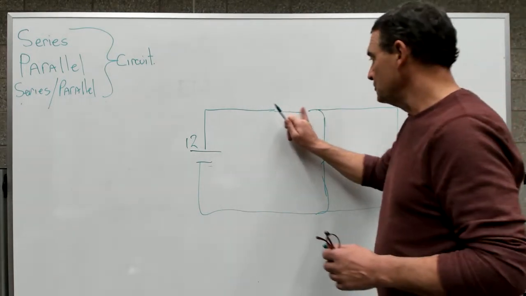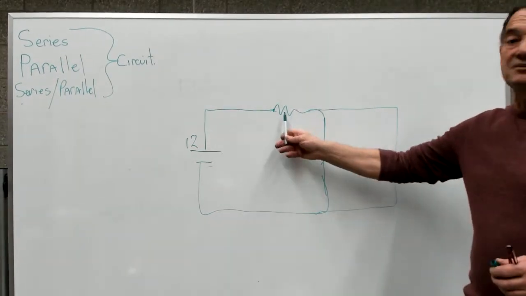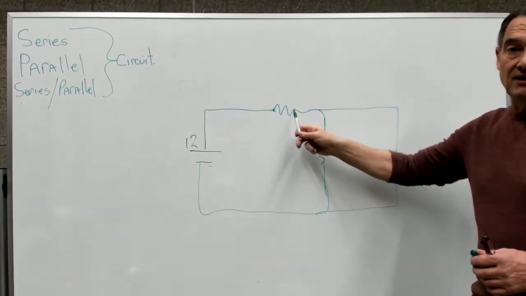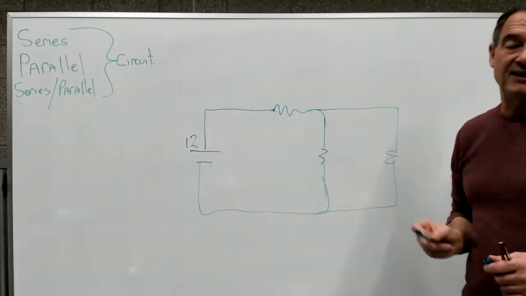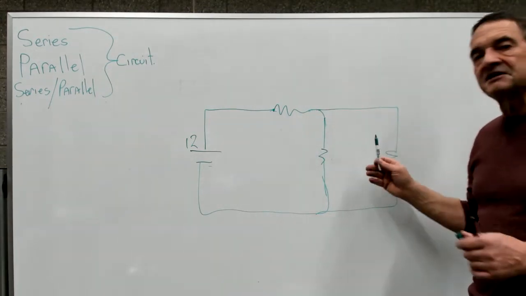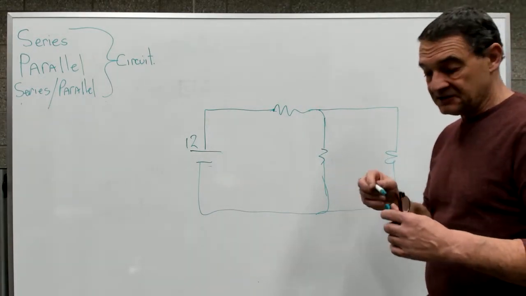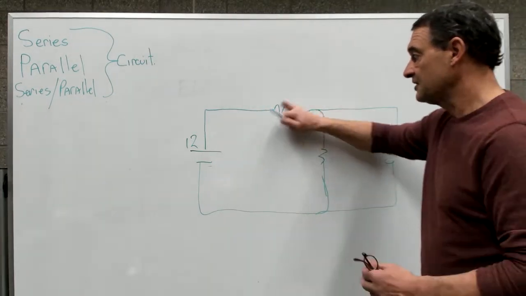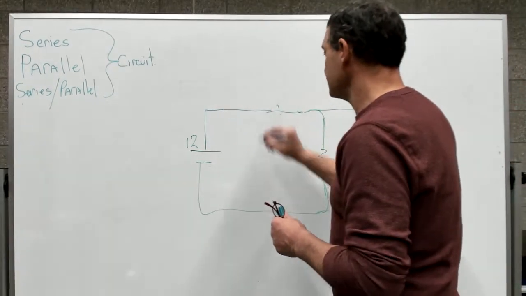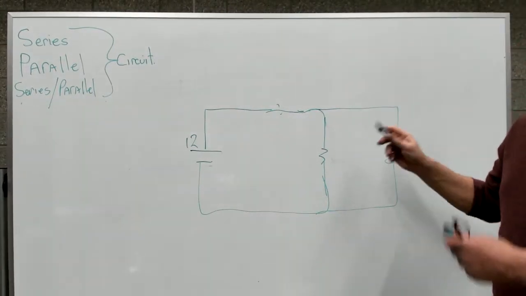If I was to put a resistor in here, like I originally had, now only this one's going to feel 12 volts. There will be a voltage drop to these two. So this is a series parallel circuit. Being able to define the difference between a series, a parallel, and a series parallel is the first step in solving circuit problems.